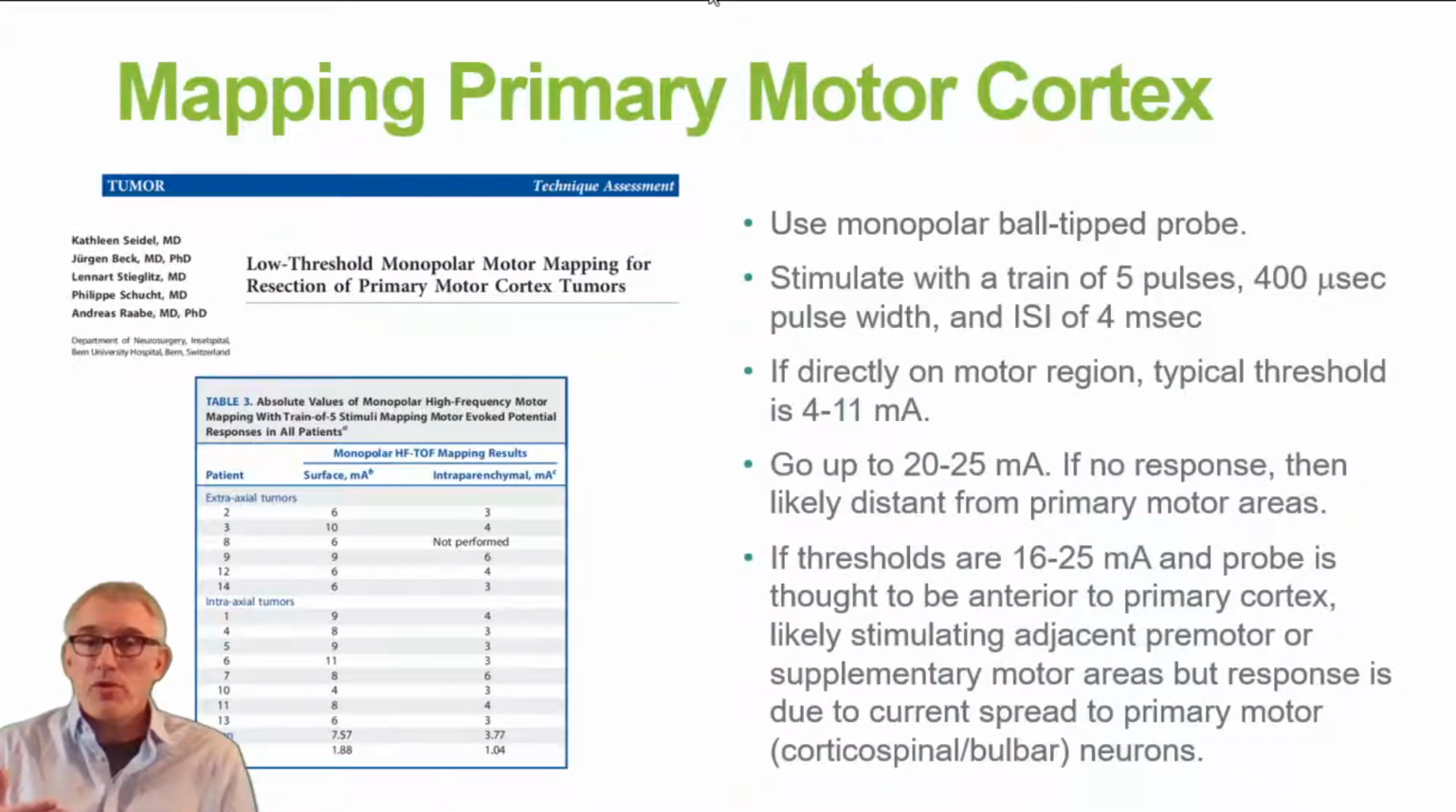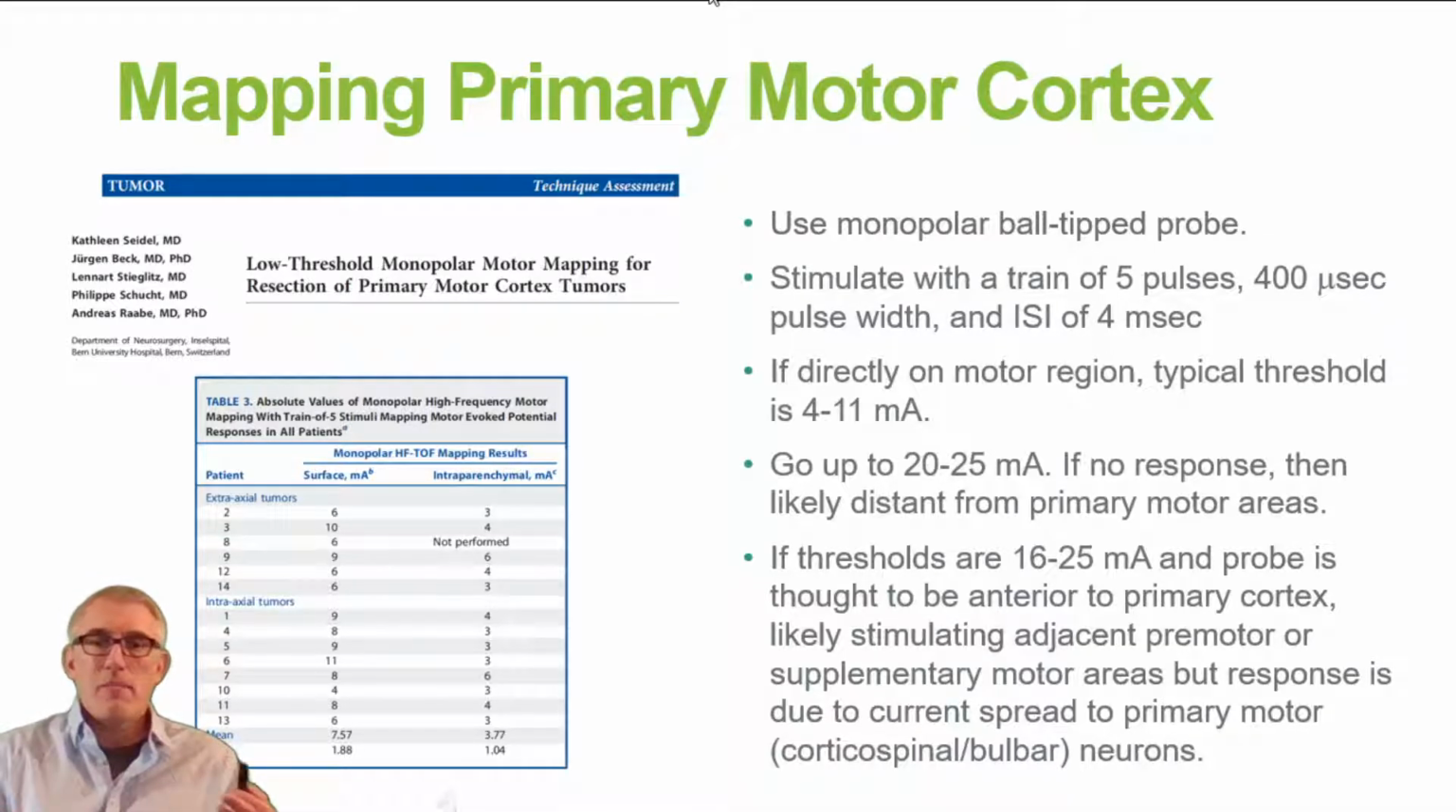For mapping primary motor cortex, the standard technique in the field these days is using a monopolar ball tip probe, and it's done with a train of 5 pulses with a 400 to 500 microsecond pulse width and an ISI of 4 milliseconds. Using this probe and these stimulation parameters, if directly on the motor region, the typical threshold is 4 to 11 milliamps. You can go higher, 15 to 20 to 25 milliamps, and if there's no response, then likely distant from primary motor cortex and safe to resect. Safe to resect from a primary motor cortex perspective.